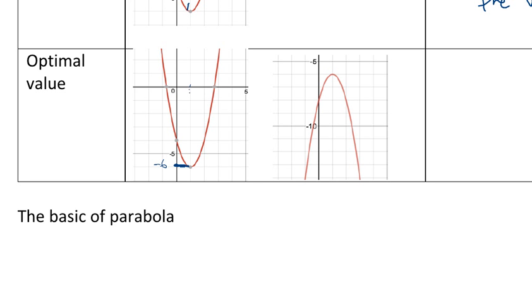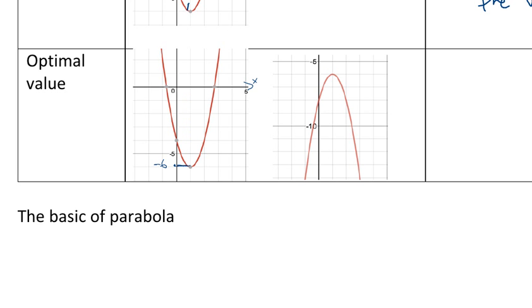Now, the Y is this, which is -6. That's your optimal value. So that's the lowest point that your graph is gonna reach. It's gonna reach -6, and then it's gonna flip back up.